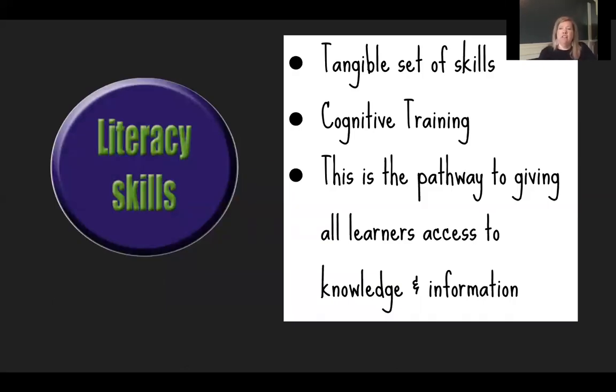If I was defining literacy in terms of skills, then it would be a tangible set of skills that involve a level of cognitive training, meaning that at certain age groups, at certain developmental stages, there's a list of skills that are components of literacy that students should be able to complete. What a kindergartner can do would be very different than the set of literacy skills for a high schooler, for example. And when you look at it in terms of skills, it's really a pathway to giving all learners access to knowledge and information. But that pathway is very defined by a set of skills and strategies.